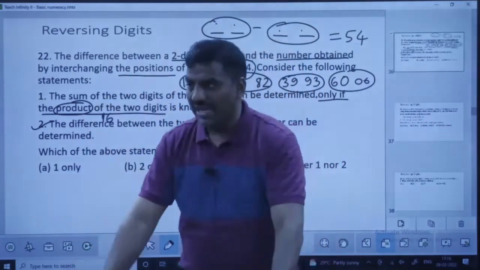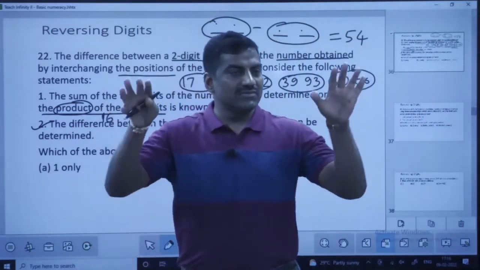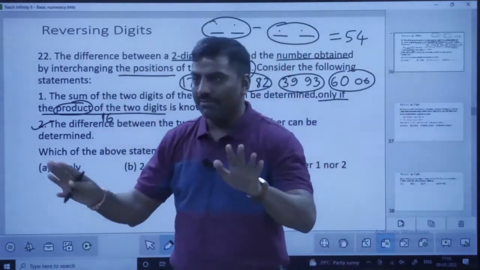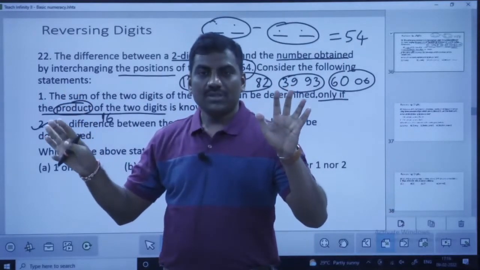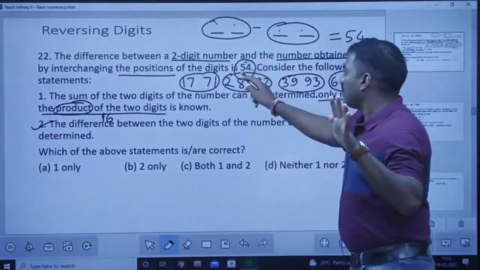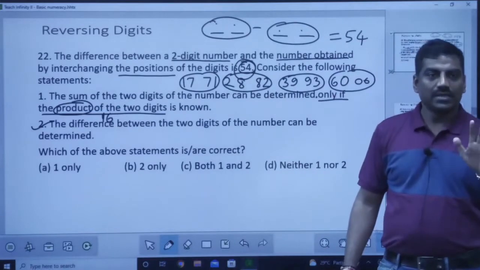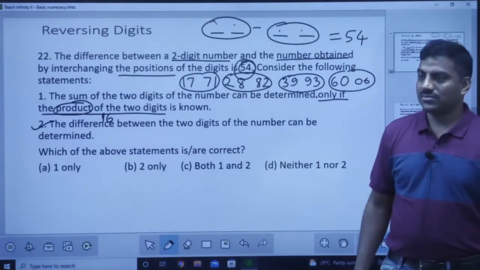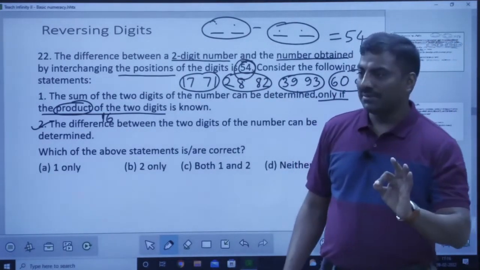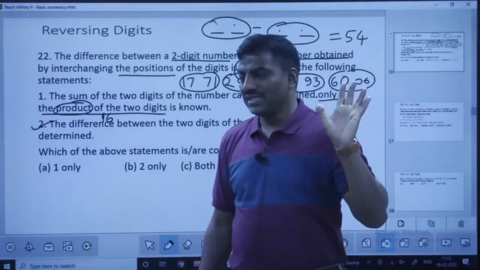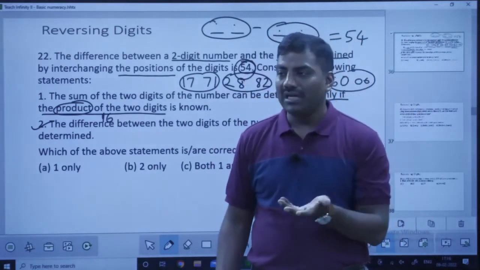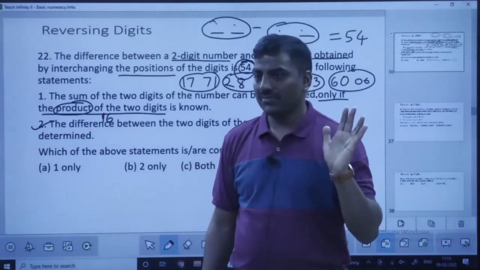will always remain the same. The difference of these digits will always remain the same, depending upon what they have given here. But the sum will change. To determine the sum, we need one more piece of information. So they are giving the information in terms of product.